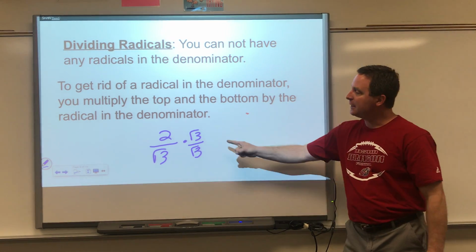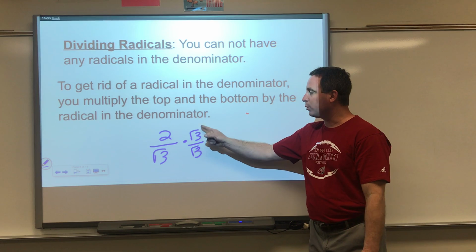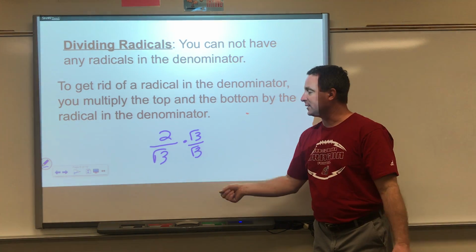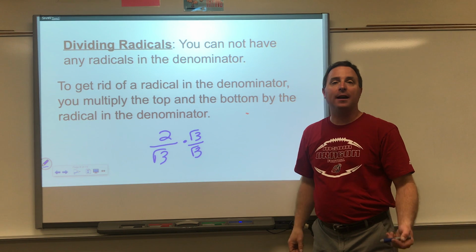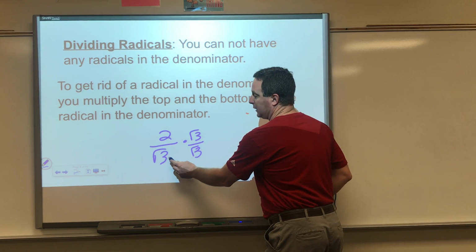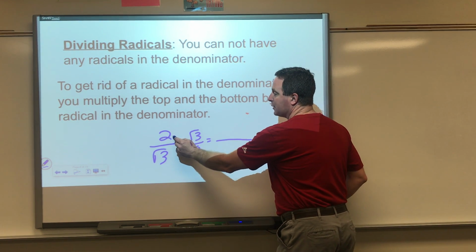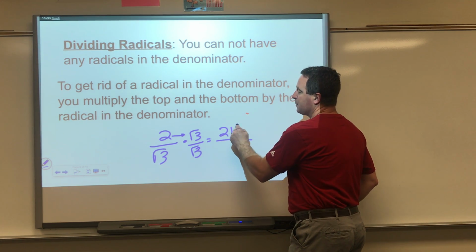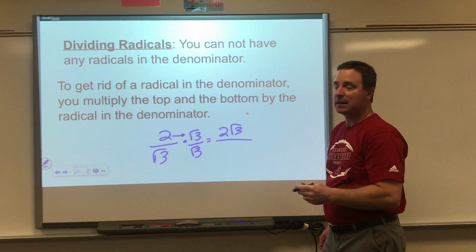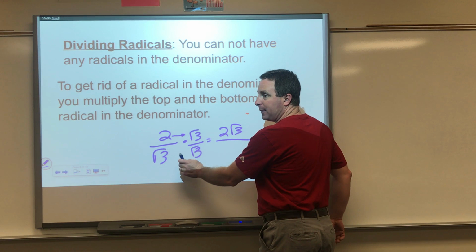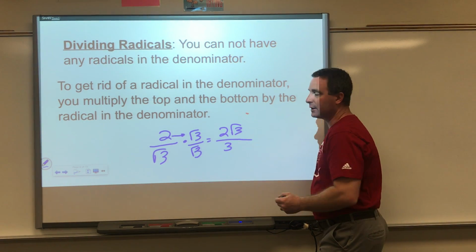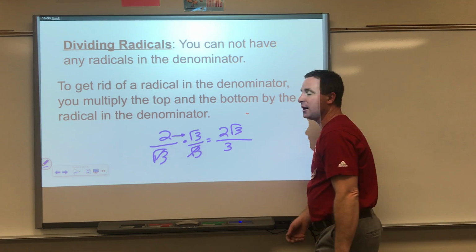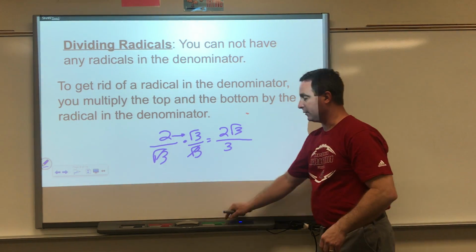And I'm allowed to do that because this is essentially just 1. If it cancels itself out, it's a 1, and if I multiply anything by 1, it does not change its value. So we're going to multiply by that radical and watch what happens. My numerator just becomes 2 square roots of 3. The denominator, if you remember from a previous lesson, the square root of 3 times the square root of 3 is just plain old regular 3. The radical part cancels out, and I just get that left over.